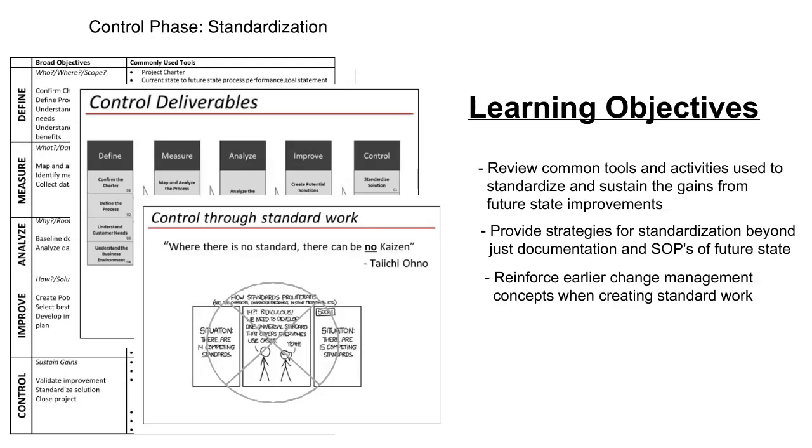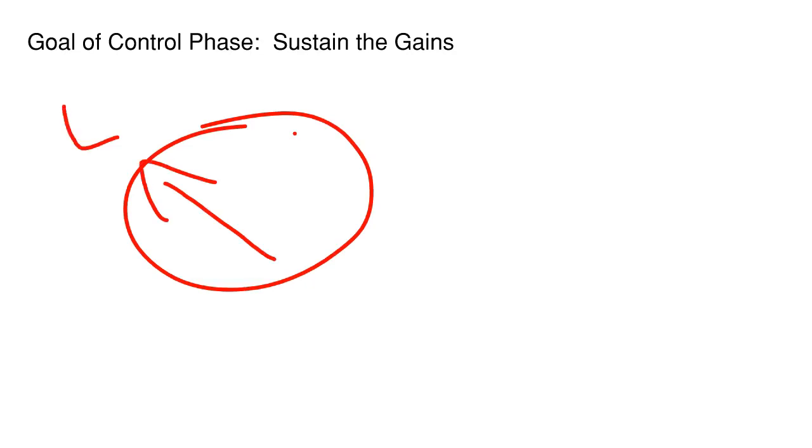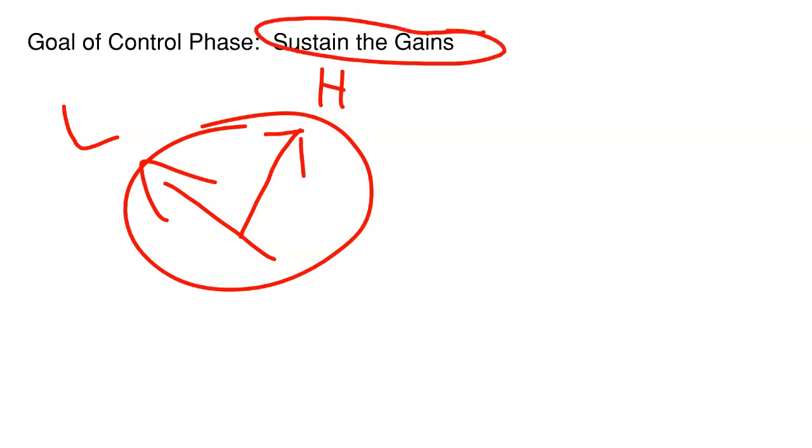So you've led a team now through a domain-based process improvement project, and they've gone through define, measure, analyze, and improve, taking a look at current state, identifying root causes, building future state solutions. And here's what's happened. Performance in current state that was low has now been improved, and performance is now at a higher value. The goal of the control phase: how do we sustain those gains?